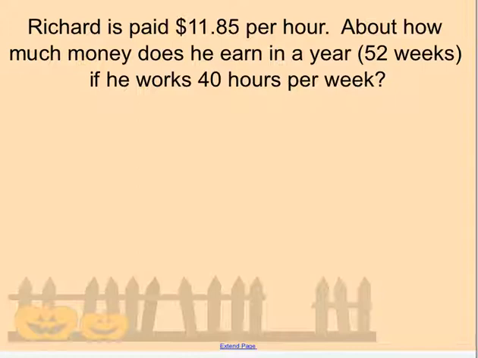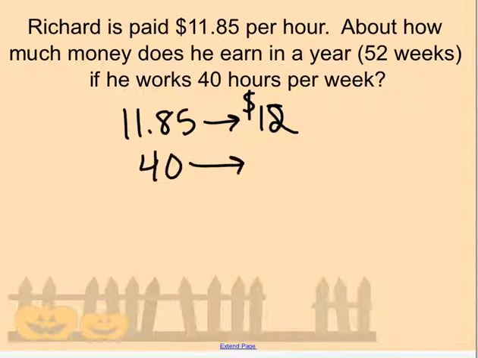Richard is paid $11.85 per hour. About how much money does he earn in a year, 52 weeks, if he works 40 hours a week? Well, I'm going to do some rounding. $11.85, I'm going to round to $12. And 40 hours a week, I'm going to leave at 40 hours. That's a good round number. My 52 weeks, though, I'm just going to say, let's say he works for only 50 weeks. A good estimate for his annual salary. It's not going to be perfect.